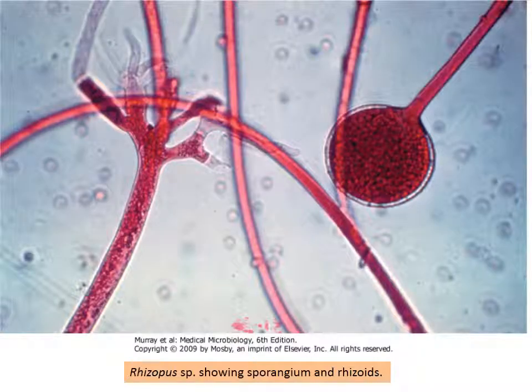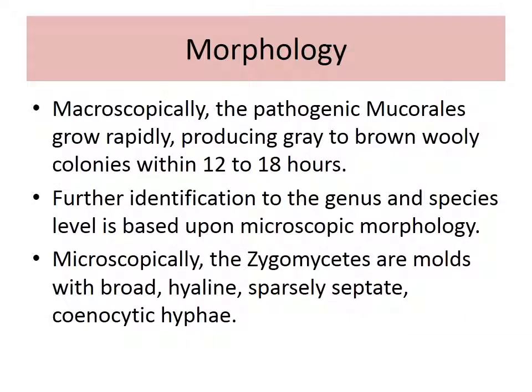If you were to look at a typical sporangium, you can see within the sporangium there are rhizoids. And morphologically, if you look with the naked eye, they appear as gray to brown woolly colonies, and they form within hours. Then you have to look at genus and species under the microscope. They may appear as mold with broad hyaline, partially septate, coenocytic hyphae. So these are important characteristics of zygomycosis.